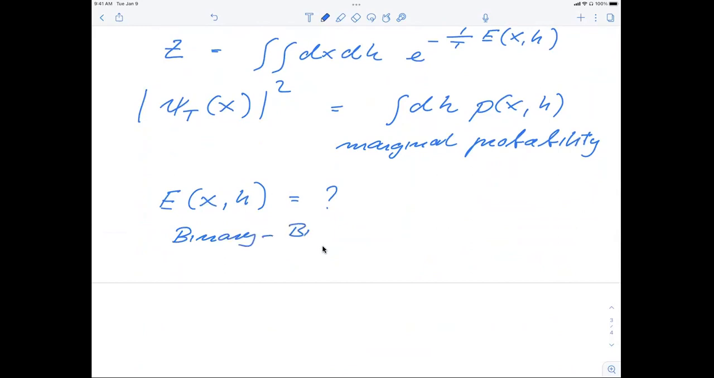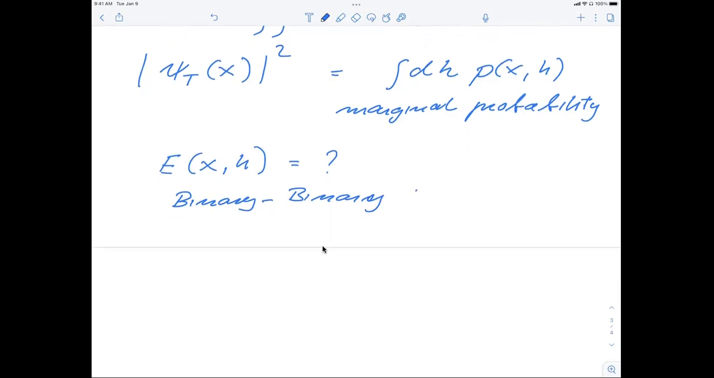That means that the hidden layers and the input layers have nodes which produce either 0 or 1. And so this is a binary Boltzmann machine.